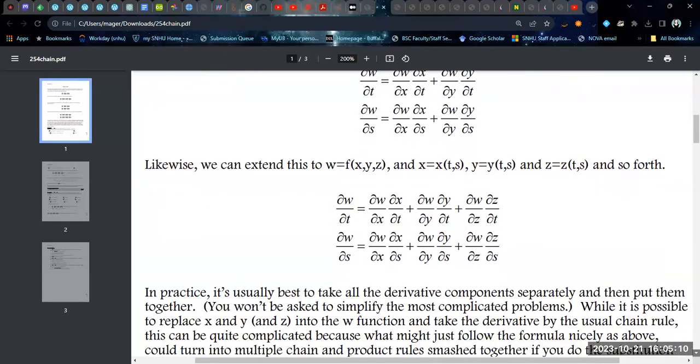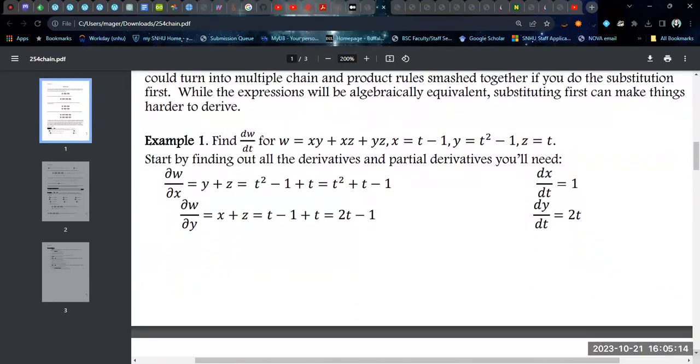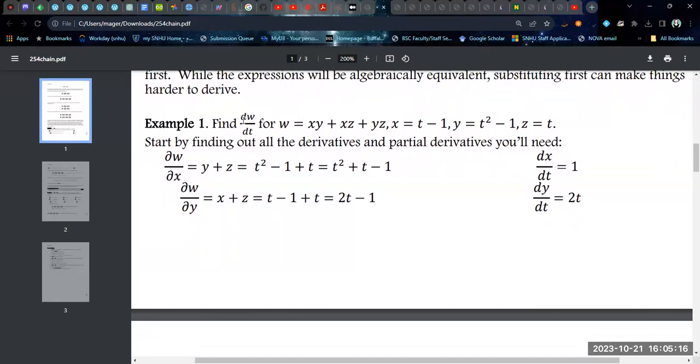All right, so let's actually look through an example of each of these. So we're going to find dw dt, and our original w function is xy plus xz plus yz. And our 3 chain rule components are x, y, and z defined in terms of t: x is t minus 1, y is t squared minus 1, and z is equal to t.